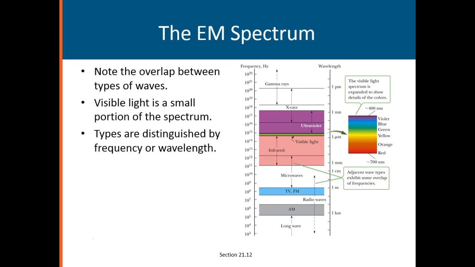But the types, visible light is only a very tiny portion. The other types are distinguished by frequency or wavelength. They all travel at very close to the speed of light. Frequency goes up, the wavelength goes down. Frequency goes down, the wavelength goes up. That relationship is always there.